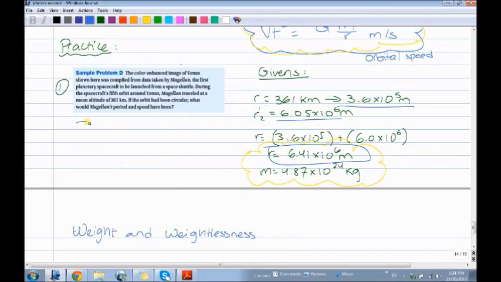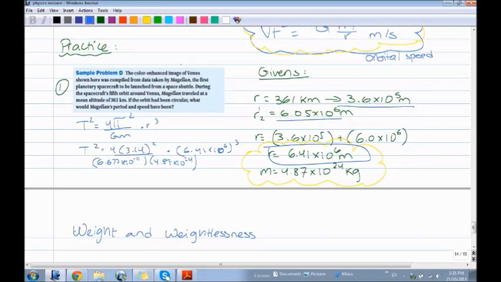Let's start with the T squared formula, which is 4 pi squared over GM, times the r cubed. Now, we need to find the T squared. Simply, we're going to do 3.14 squared over the G constant, which is 6.673 times 10 to the power of negative 11, times the mass, which is 4.87 times 10 to the power of 24, times the r, which we said is 6.41 times 10 to the power of 6, cubed. Now, we have to find all of this by calculator. Let's first multiply this by this, then divide by this, and then multiply by this.